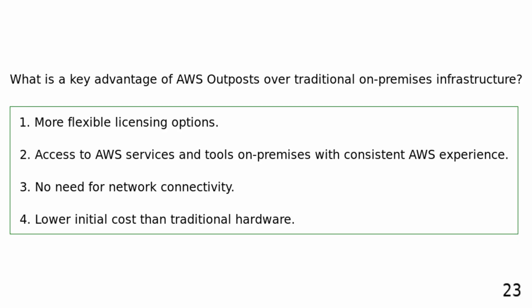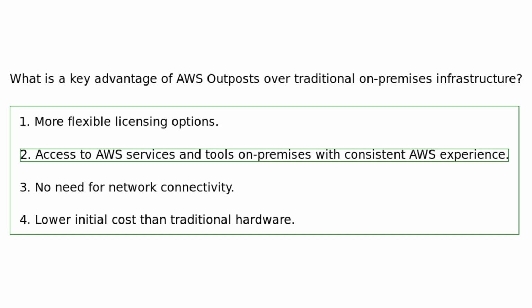What is a key advantage of AWS Outposts over traditional on-premises infrastructure? More flexible licensing options. Access to AWS services and tools on-premises with consistent AWS experience. No need for network connectivity. Lower initial cost than traditional hardware. AWS Outposts offers access to AWS services and tools on-premises, providing a consistent AWS experience and integration with cloud services.